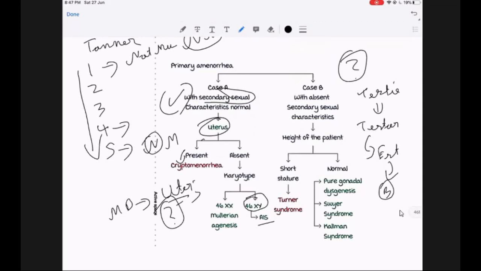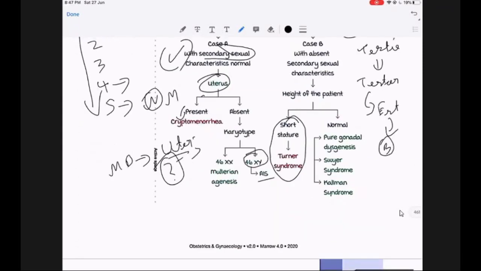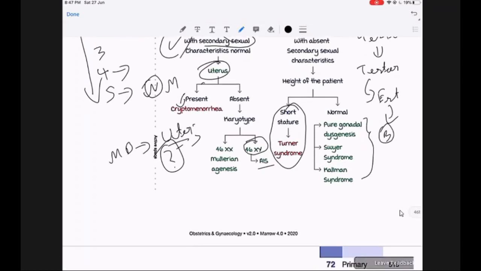Now case B, she is telling she doesn't have, you examine her, there is no secondary sexual characters. Then what do you do? You look at the height. In Turner's patient, what was the classic feature? She is short, right? In Turner she is short. What is Turner's most common cause for primary amenorrhea? Here you need to check for the height of the patient. If at all she is short, then 99% she's gonna have Turner syndrome. If at all her height is normal, then you can have one of these: pure gonadal dysgenesis, then Swyer's syndrome, and then Kallmann syndrome.